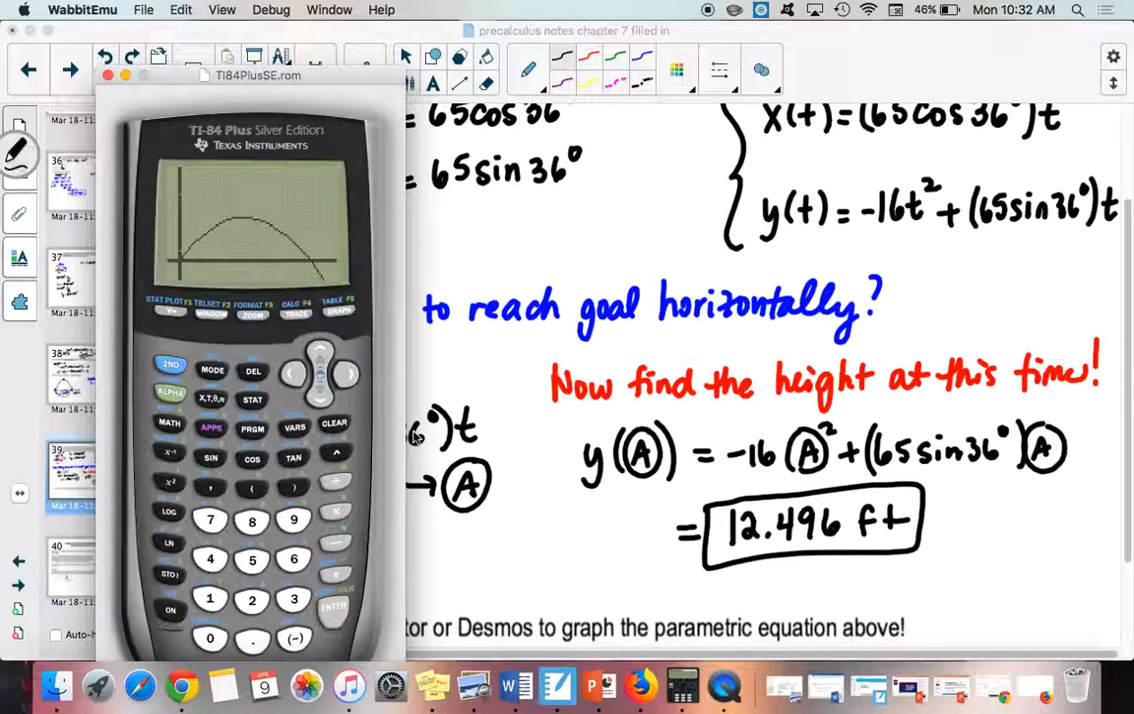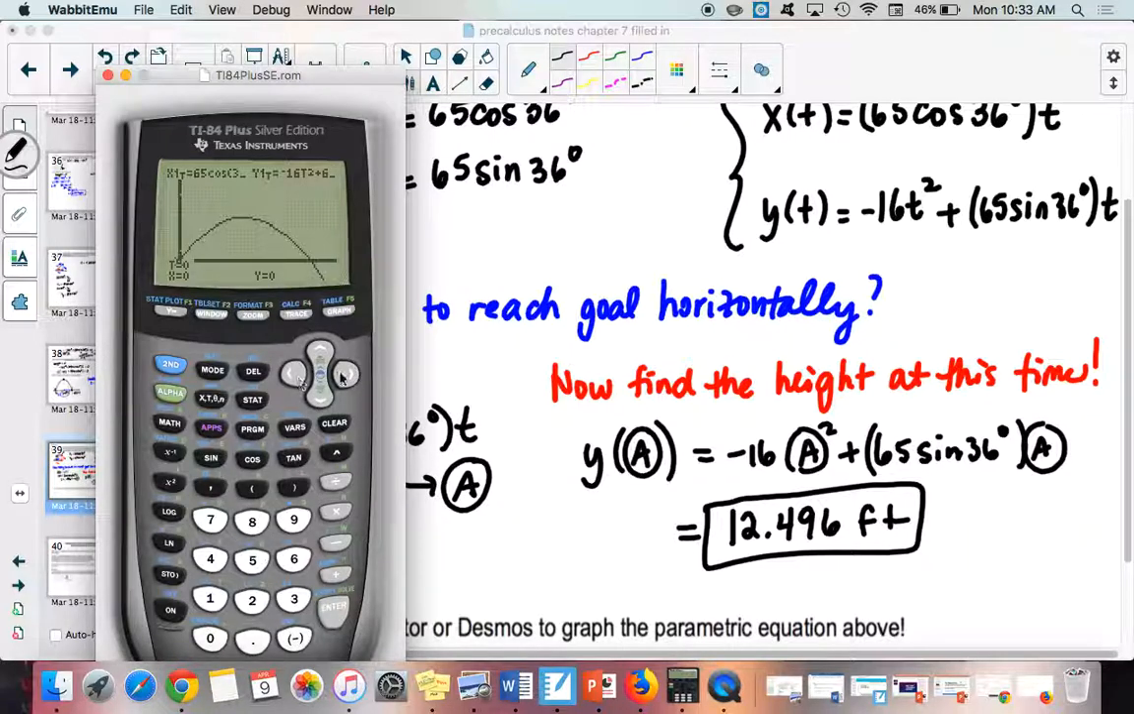Okay, so if I asked you the maximum height of this football in parametric mode, and I wanted to find that, try it. See how when you do second trace, there's not an option to find the maximum, right? It's kind of annoying. You can't find that maximum. But the nice thing is you can trace, and every time you trace, it's going to tell you what's happening at a certain number of seconds.